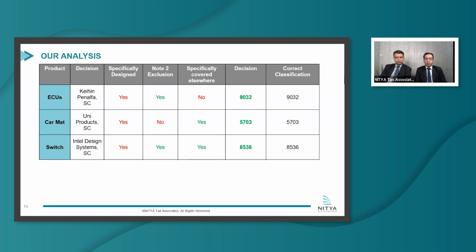Importantly, on the two judgments, Uni Products and Intel Design, as we were discussing earlier, CBIC also issued an instruction that this judgment will not be relevant for Section 17 products. They specifically mentioned these two judgments, Uni Products and Intel Design, and discussed that in these two products, all these tests are failed, so the correct classification will be under the specific heading only rather than the residuary heading.